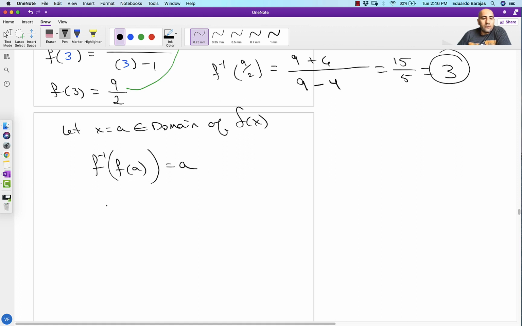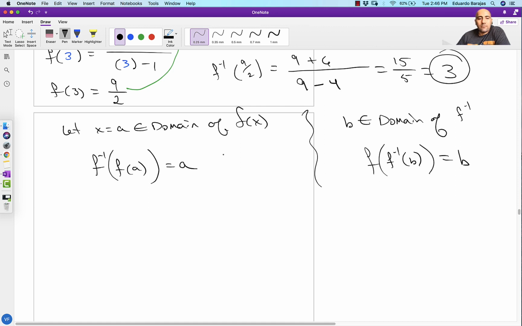And I also want to show the reverse is true, that if I start off with some b, which is a member of the domain of f inverse, and I plug b into f inverse, I'll get f inverse of b, and then you take that output and plug it into the f function, and it brings you back to b, right? We want to show both of these are true. Good.